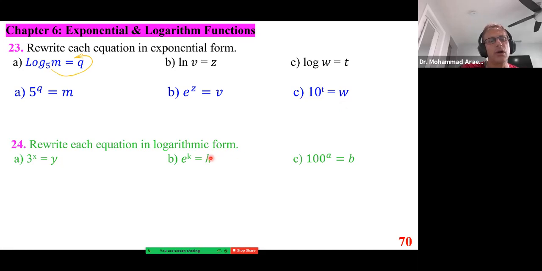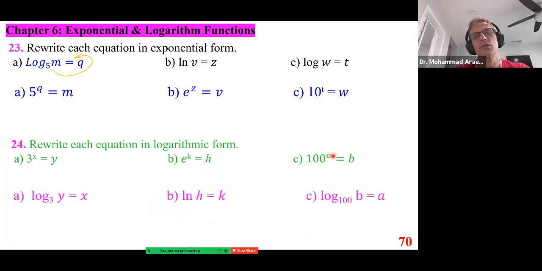We want to go with the log. Log y base 3 is x. Now this is e, so it's ln. Ln of h is k. And log b base 100 equals a. So those are the way we write them.